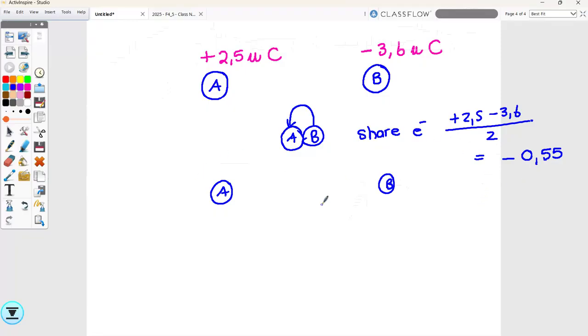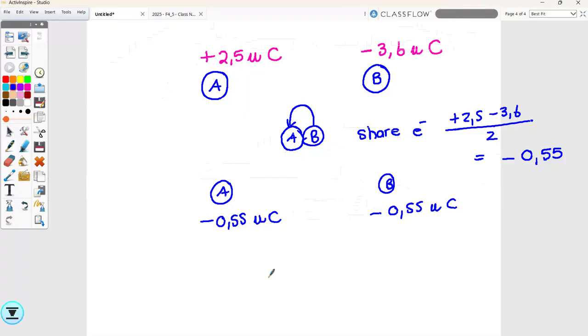Each of them will end up with a charge of minus 0,55 microcoulombs. If they just ask you what the new charge is, you don't have to do the conversion. You can if you want, but it's not important. It wasn't asked. And will they not both be minus 0.55? Absolutely. When they touch, they're sharing the charge. They have to end up equal.